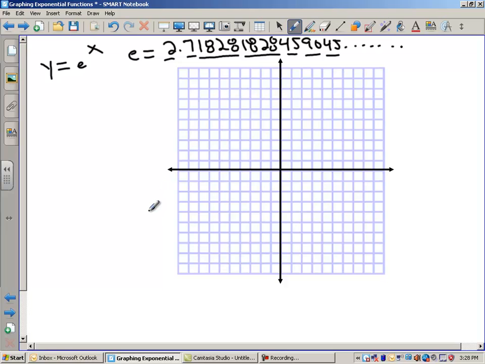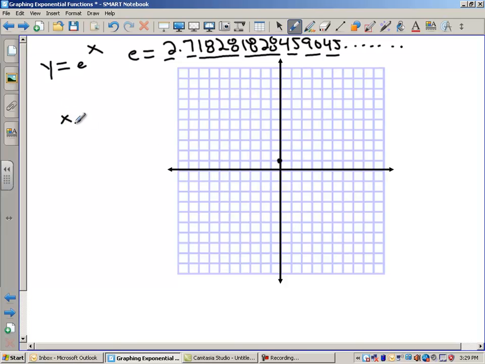Now, e is used in exponential growth and decay. It's used in continuous compound interest. It's used in half-life. It shows up a lot. Now, let's take a look at this graph. e to the x will also go through 0, 1. All exponential graphs go through 0, 1. Now, when you plug in 1, however, you're going to get e to the first.